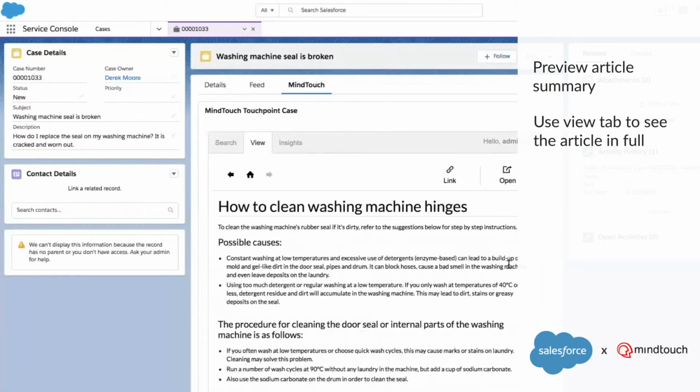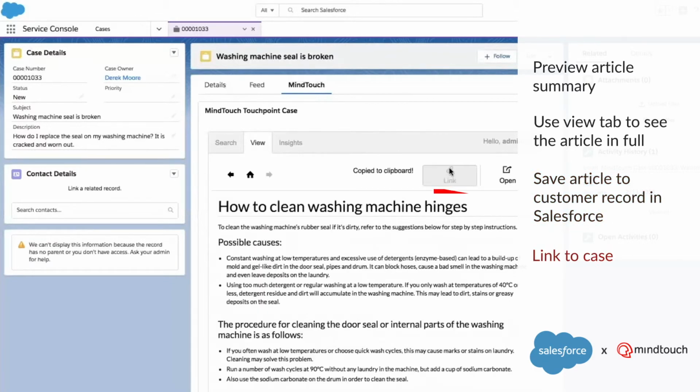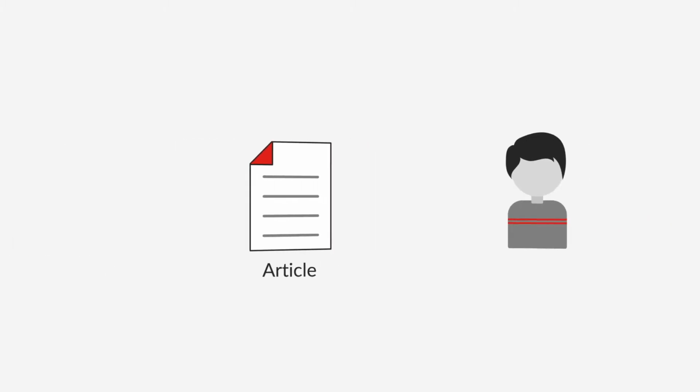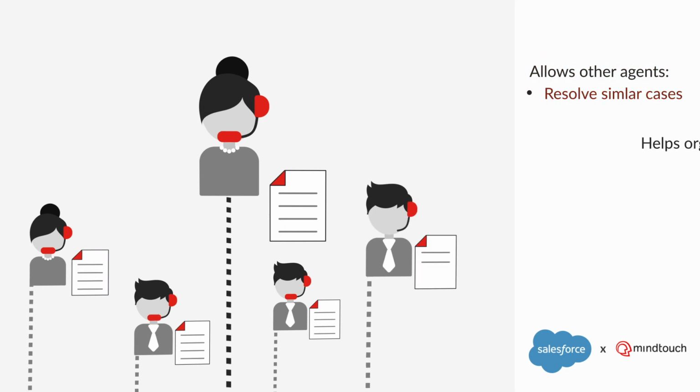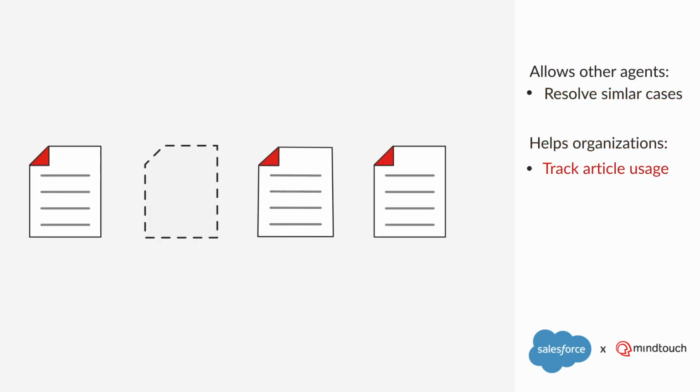Once an agent finds the right article, they can save that article to the customer record in Salesforce using Link to Case. Link to Case copies the article so the agent can quickly send it to the customer, allows other agents to resolve similar cases, and helps organizations track article usage and identify any content gaps.